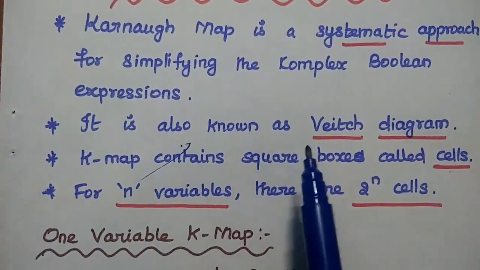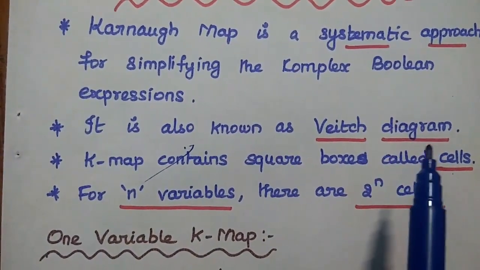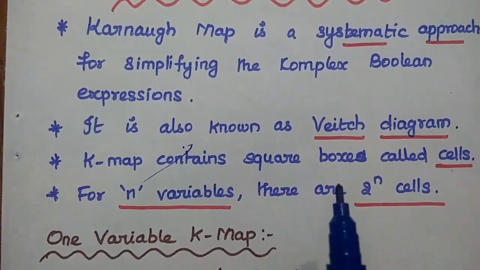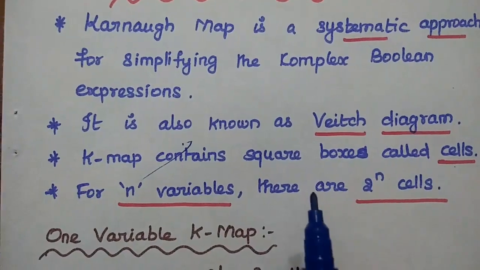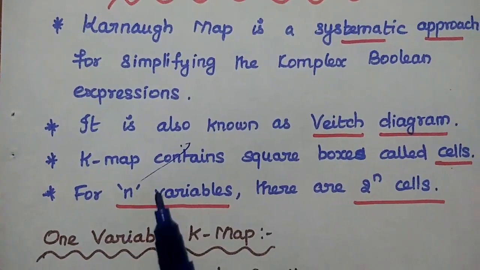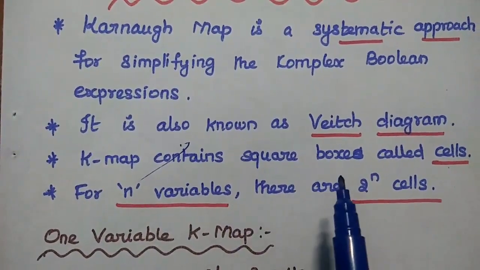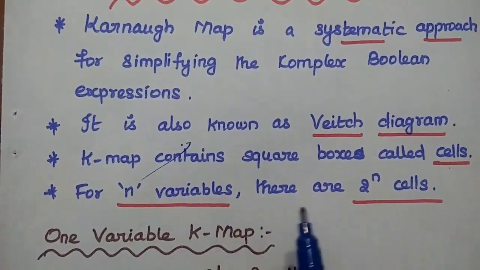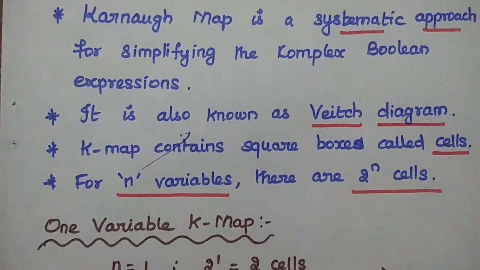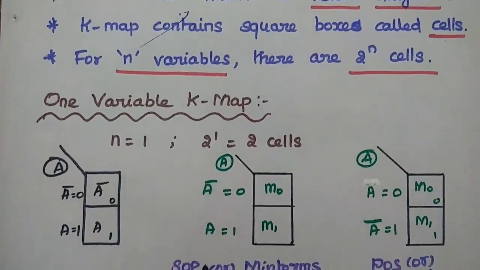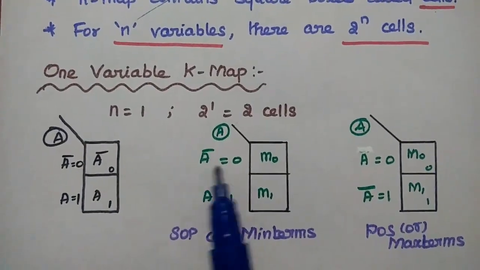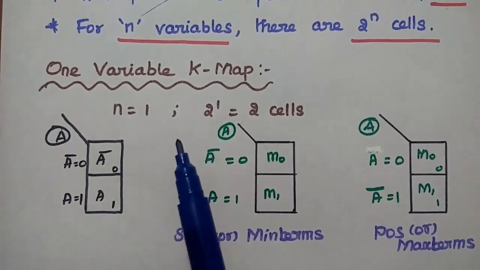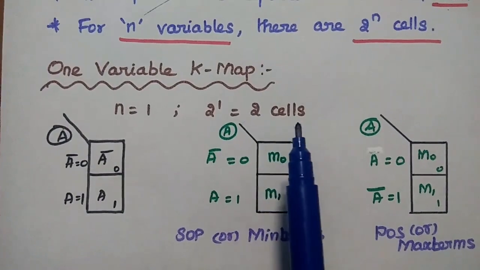It is also known as Veitch diagram because this map method was first proposed by Veitch and then modified by Karnaugh. This K-map contains square boxes called cells. For n variables, there are 2 power n cells. Let's discuss the K-map formation. For one variable, that is n is equal to 1, there are only 2 cells.